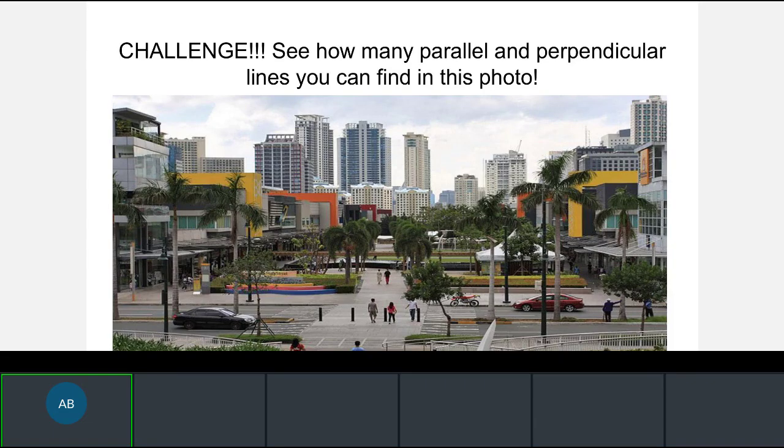Okay, now that you've unpaused the video, I want to do a challenge. See how many parallel and perpendicular lines you can find in this photo. So pause the video and try to find some.